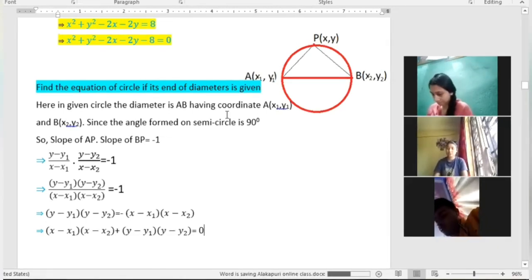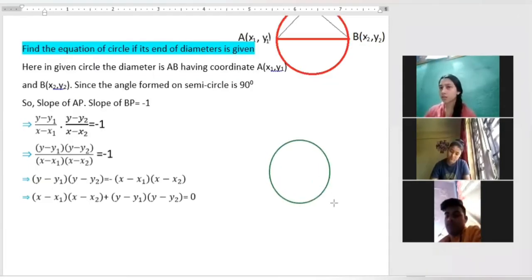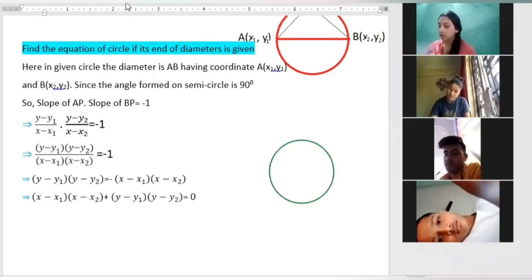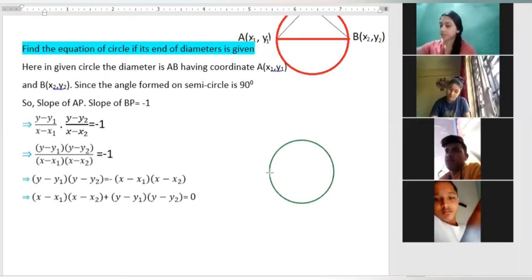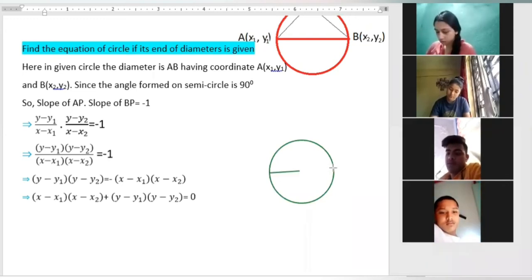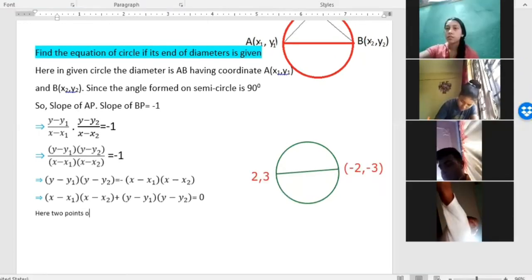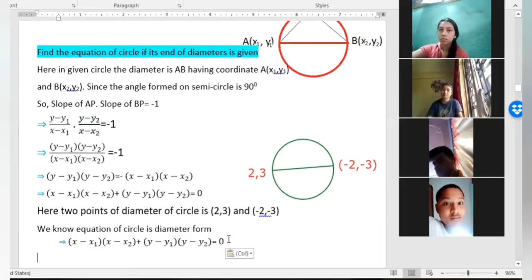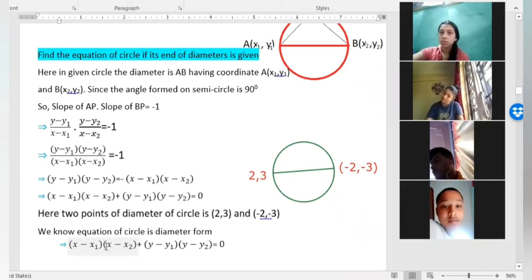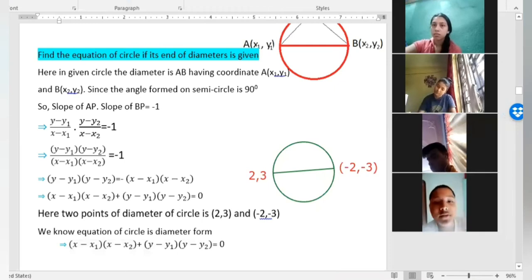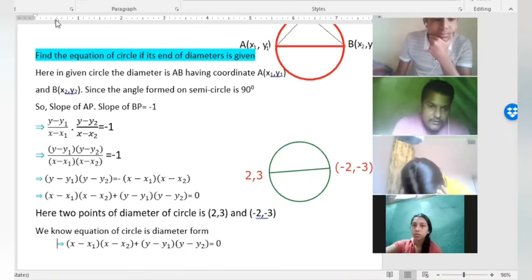Yes, sir. Got it. Okay, let's do one example. If the line joining points (2, 3) and (-2, -3) is the diameter of a circle, find the equation of the circle. What are the points of the diameter of the circle? Tell me. The formula is (x minus x1)(x minus x2) plus (y minus y1)(y minus y2), that we have here.